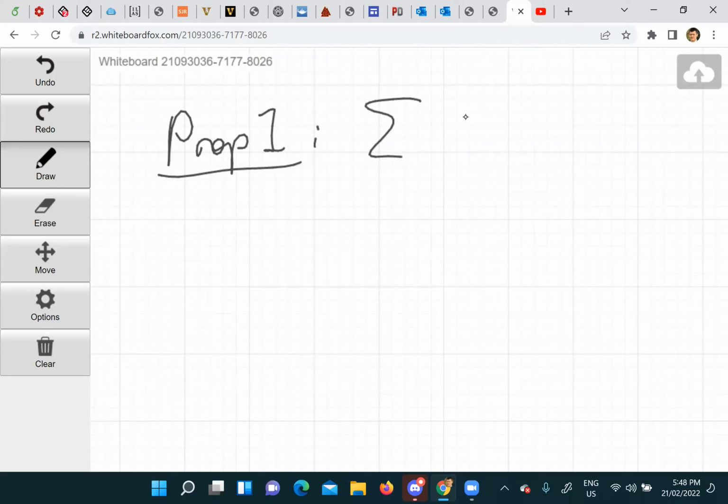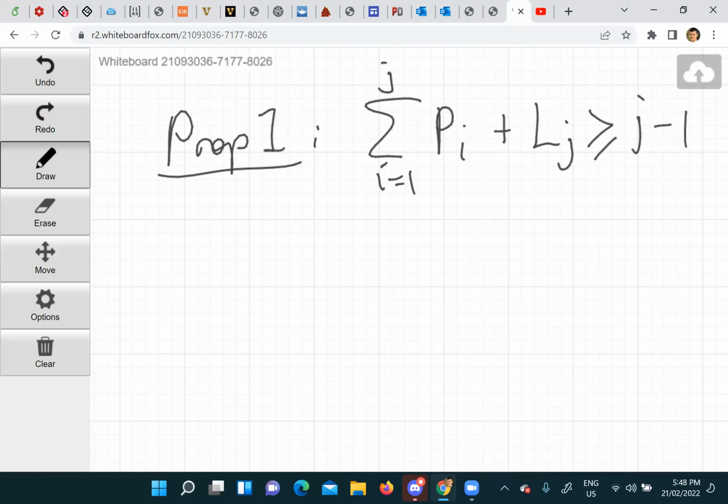Proposition 1 says if you sum up all the points lost, yeah? Do you know this notation? So if you sum up all the points lost from the first point lost to the jth point lost, and you add that to the jth level, that's always greater than or equal to j minus 1. Okay? And this is for all j less than n minus 1 and greater than 1. So proof.